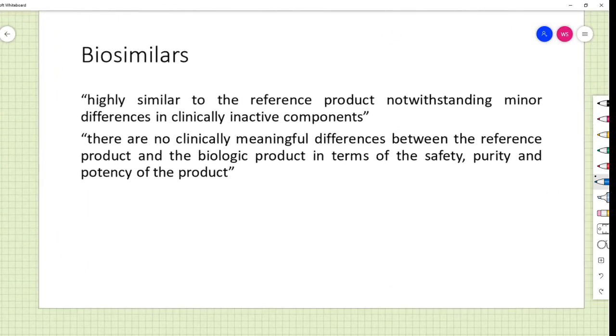Let's look at the official definition of a biosimilar. It should be highly similar. They are not saying it should be identical. It should be similar to the reference product. What is the reference product? It is the product produced by the bio-innovator, or the innovator company that produced it first. So biosimilars are always compared to the reference product.